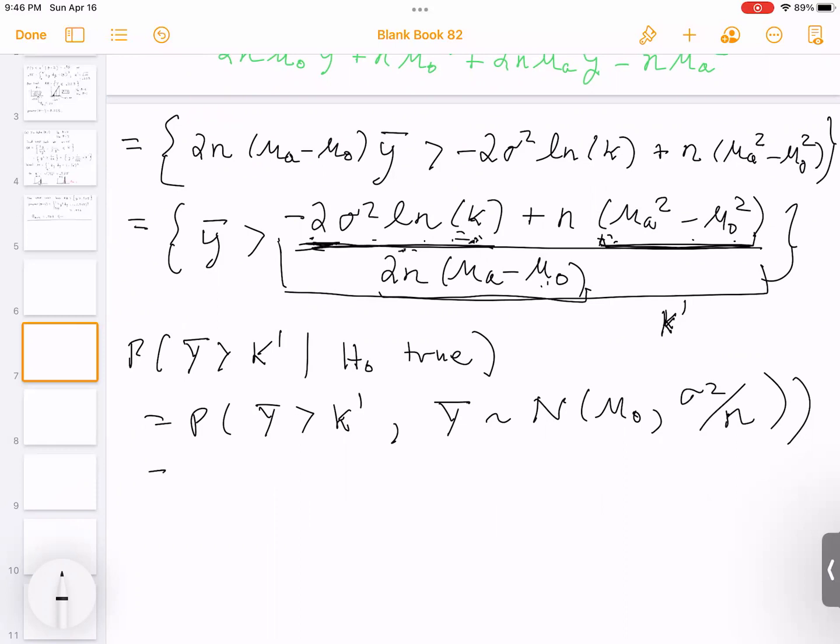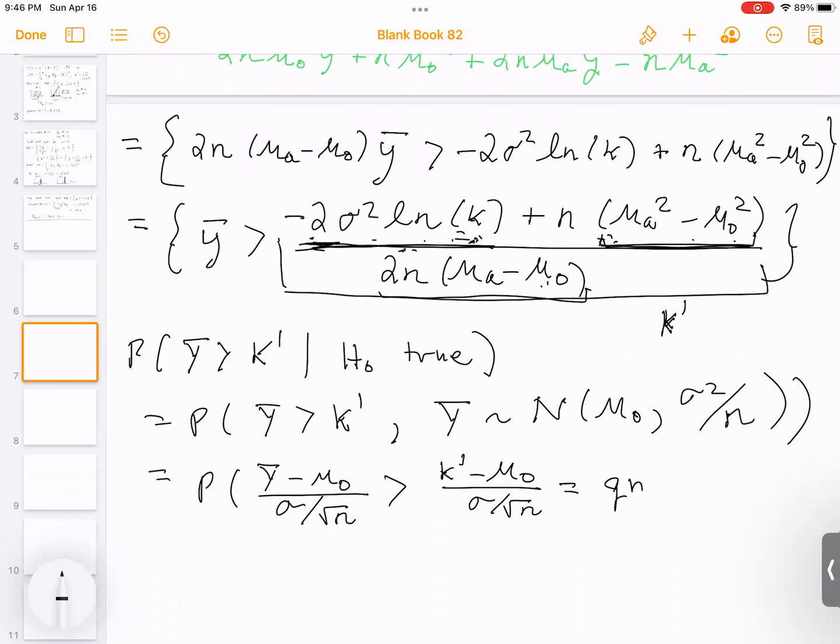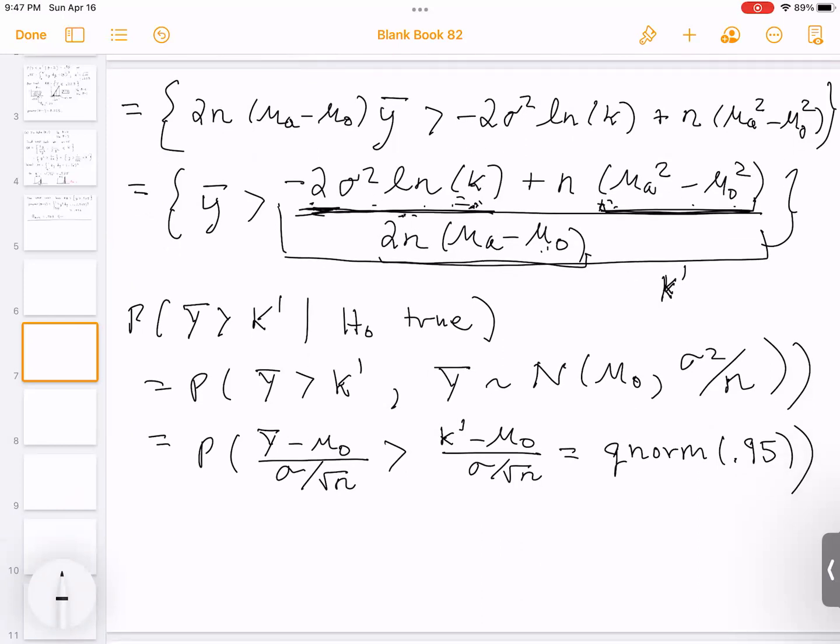So this is equal to, let's standardize, the probability that y bar minus mu 0 over sigma over square root of n is greater than, again, doesn't really matter, right? K prime minus mu 0 over sigma over square root of n. Okay. And we want this to be 0.05. So we need to set this equal to Q norm 0.95, right? We want to set it equal to the 95th quantile of the standard normal.